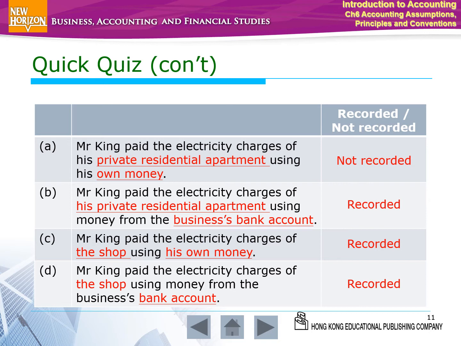So when preparing the journal entries, we should credit the capital account and debit electricity charges of the business. For D, Mr. King paid the electricity charges of the shop using money from the business bank account. Both of the expenses, electricity charges and bank account, are related to the business. So such transactions are to be recorded in the business account.